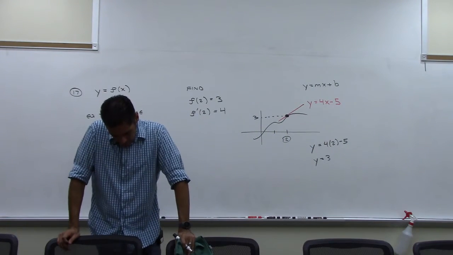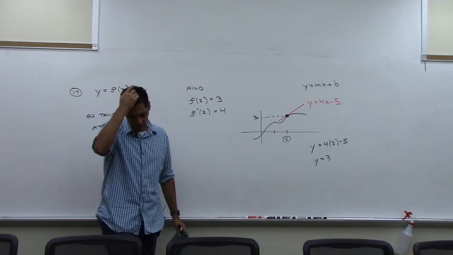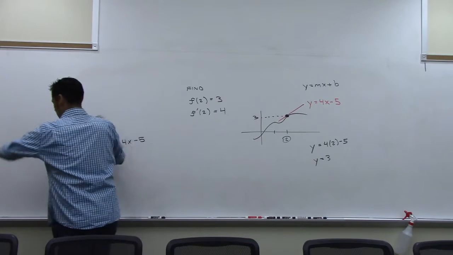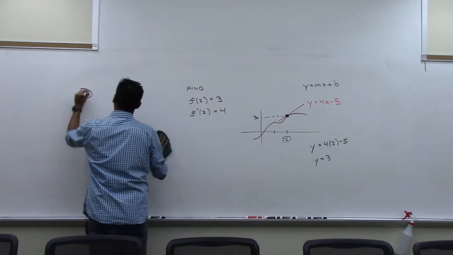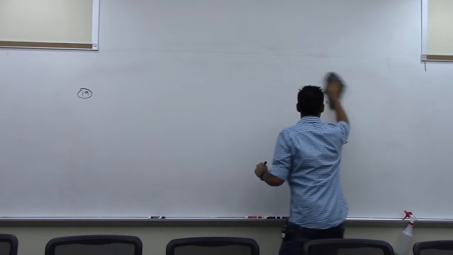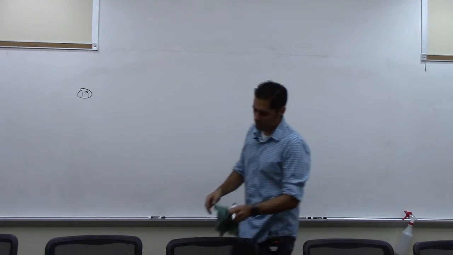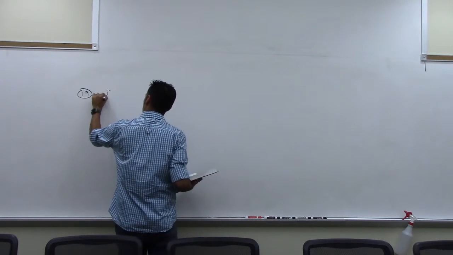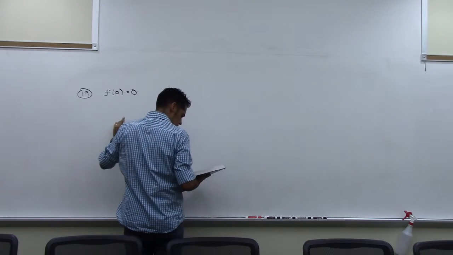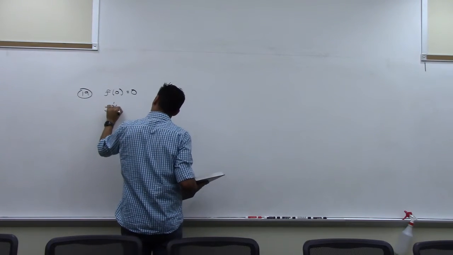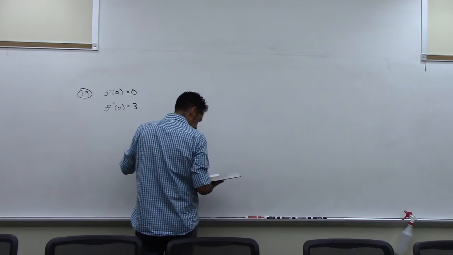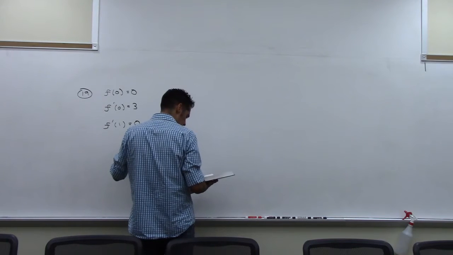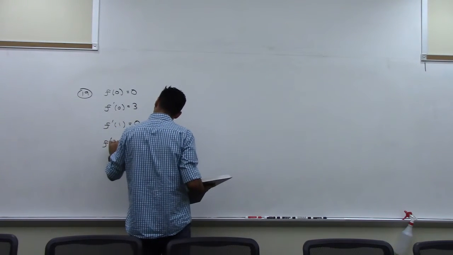19. Sketch a curve that satisfies these conditions. All right. So here are the conditions we have. F of 0 is 0. F prime of 0 is 3. F prime of 1 is 0. F prime of 2 is negative 1.